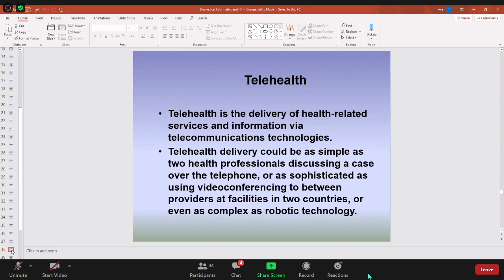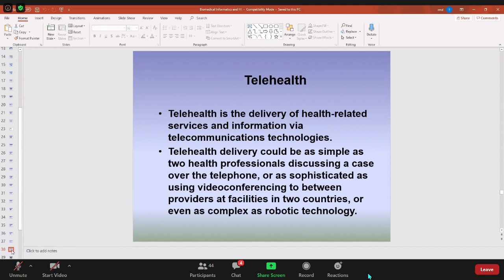So we move on to telehealth, which is one of the components, like I mentioned earlier, telemedicine. Telehealth is the delivery of health-related services and information via telecommunication technology. Telehealth delivery could be as simple as two health professionals discussing a case over the telephone, or as sophisticated as using video conferencing between providers and facilities in two countries. That means you don't need to go to that destination in order to advise or monitor. So you need electronic infrastructure, as I said, the internet, video conferencing and all these things. It helps in terms of telehealth.